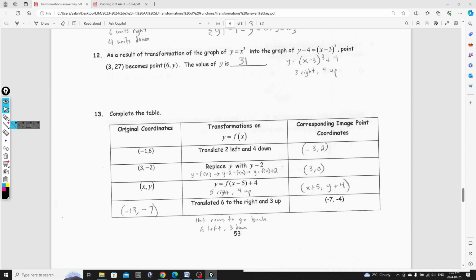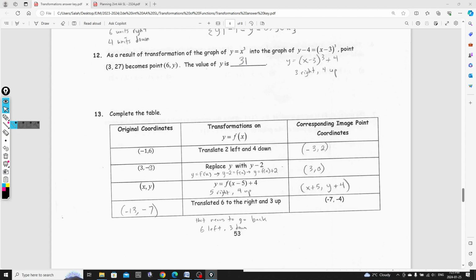And we're moving on to question number 13. So here are the original coordinates, here are the transformations, and what are the coordinates of the corresponding image? Okay, so my original coordinates are (-1, 6), and this is translated 2 to the left and 4 down. That means all my x coordinates are shifting 2 to the left, so -1 minus 2 gets me -3. And they're shifting 4 units down. That means when I start at 6 vertically and go down 4 units, I'm going down to 2.